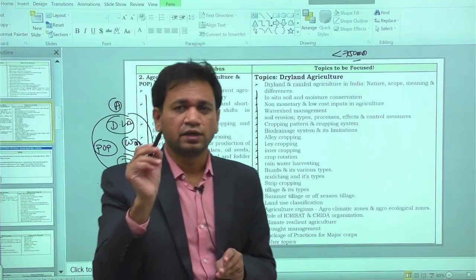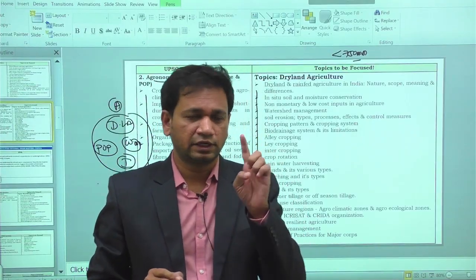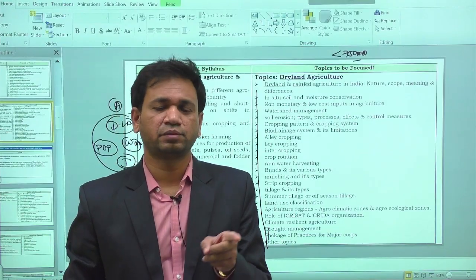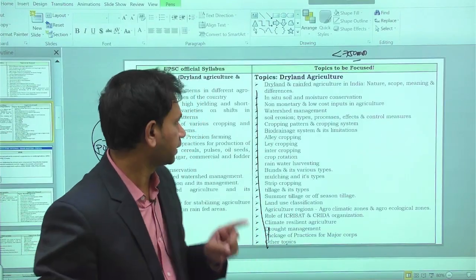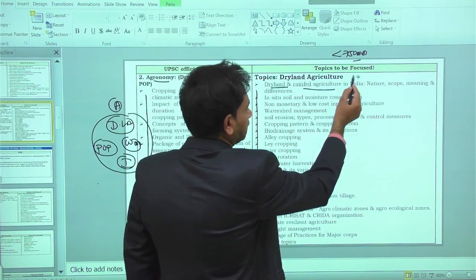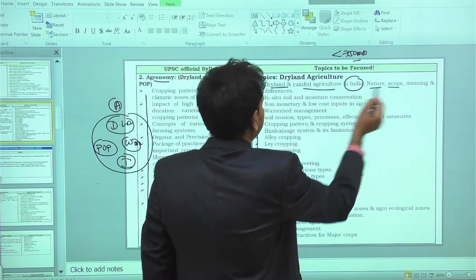Based on the received rainfall, again I am saying, there are three types of farming we have: dry farming, dryland farming, and rainfed agriculture. So we have the analysis of the major dryland and rainfed agriculture in India, about the nature, scope and differences.